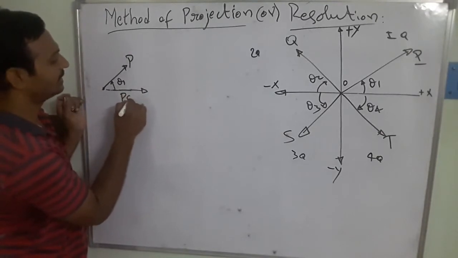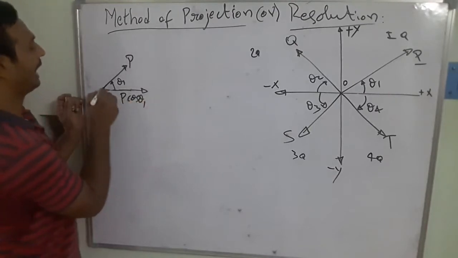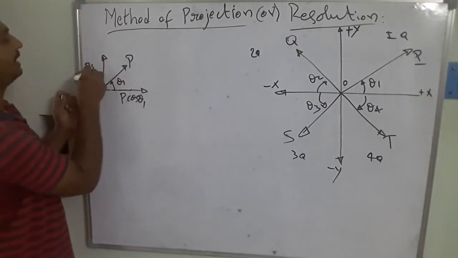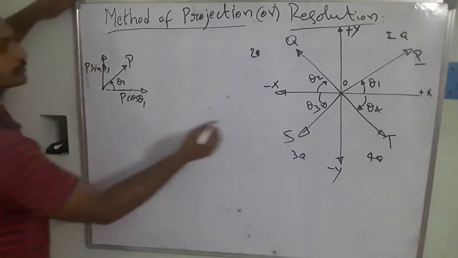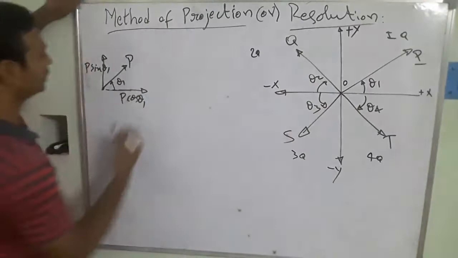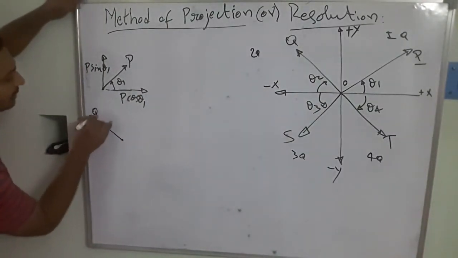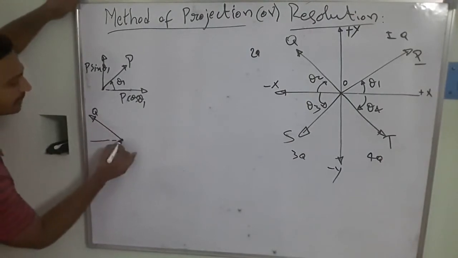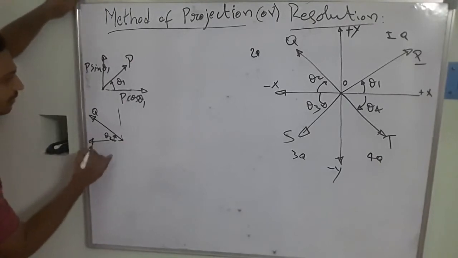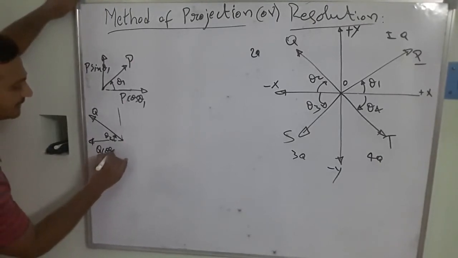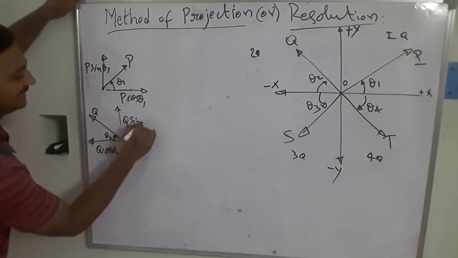I am resolving this force into the horizontal component as well as the vertical component. This is going to be P cos theta 1, and this is P sin theta 1. Right? Similarly, the second force is acting in this direction, that is Q. It acts from this point towards the second quadrant, and it also makes an angle with the horizontal, theta 2. So this component is Q cos theta 2, and this is Q sin theta 2.